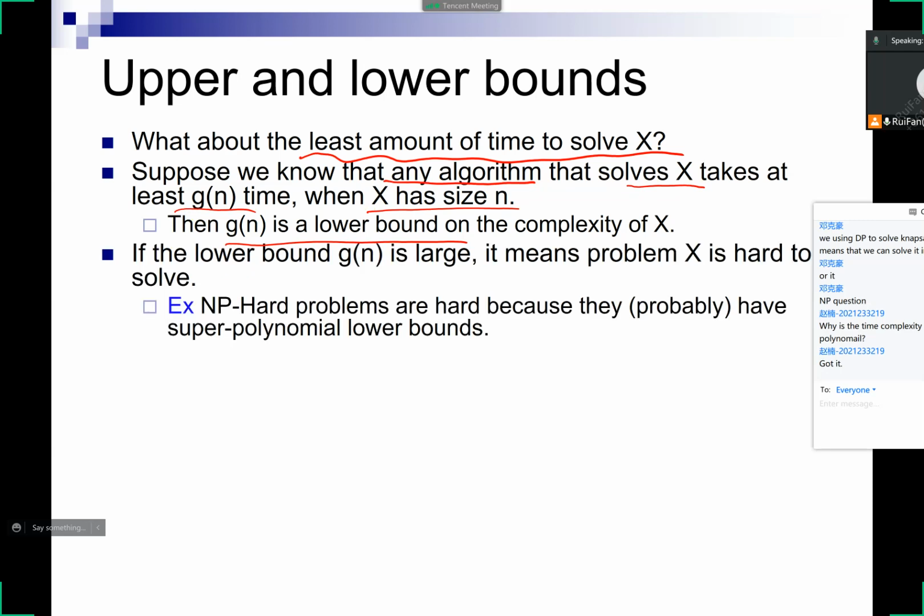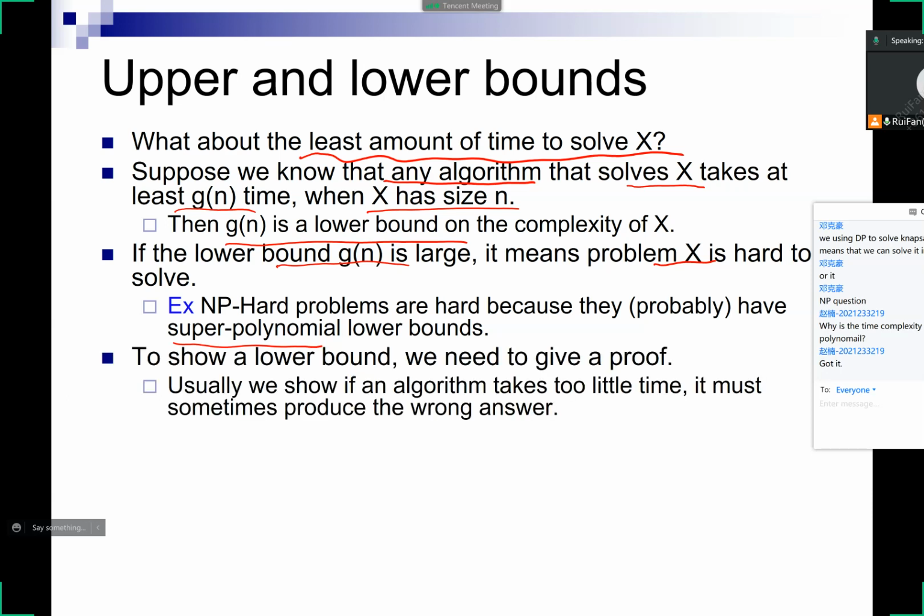That means that if the lower bound is very large, then this problem is hard to solve. For example, if I can prove that a problem requires, let's say, super polynomial time, then it's not possible to solve this problem in polynomial time. Any algorithm has to take more than polynomial time, and so this would be a hard problem.